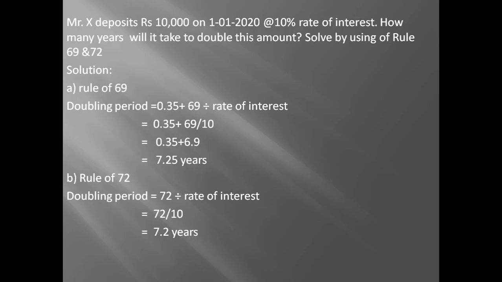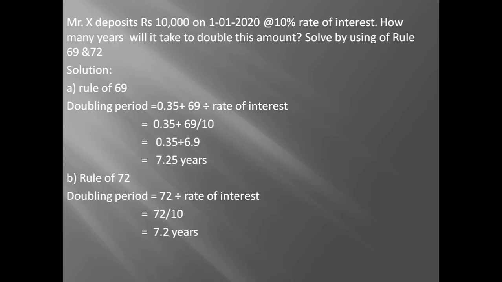So, doubling period is equal to 0.35 plus 69 divided by rate of interest. The rate of interest is 10%, so we write 10. So 0.35 plus 6.9 is equal to 7.25 years. So it will take 7.25 years to double our investment. To make our 10,000 to 20,000, it will take 7.25 years.